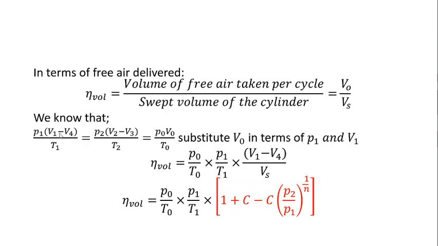We know that the free air delivered V0, in terms of P1 and V1, is equal to P0 by T0 into P1 by T1 into V1 minus V4. So this is the free air delivered. Substitute this value in volumetric efficiency, and you will get this expression.